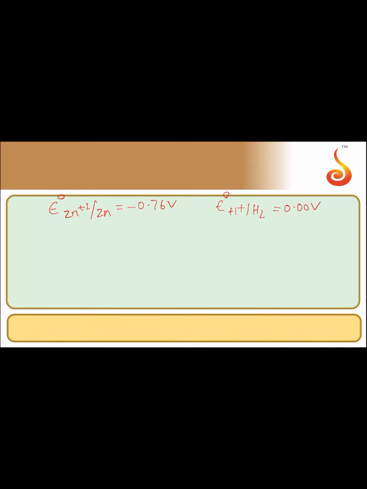First calculate the E0 cell value. E0 cell is equal to E cathode minus E anode. Cathode is 0, anode is minus 0.76. So E0 cell value is plus 0.76 volts.